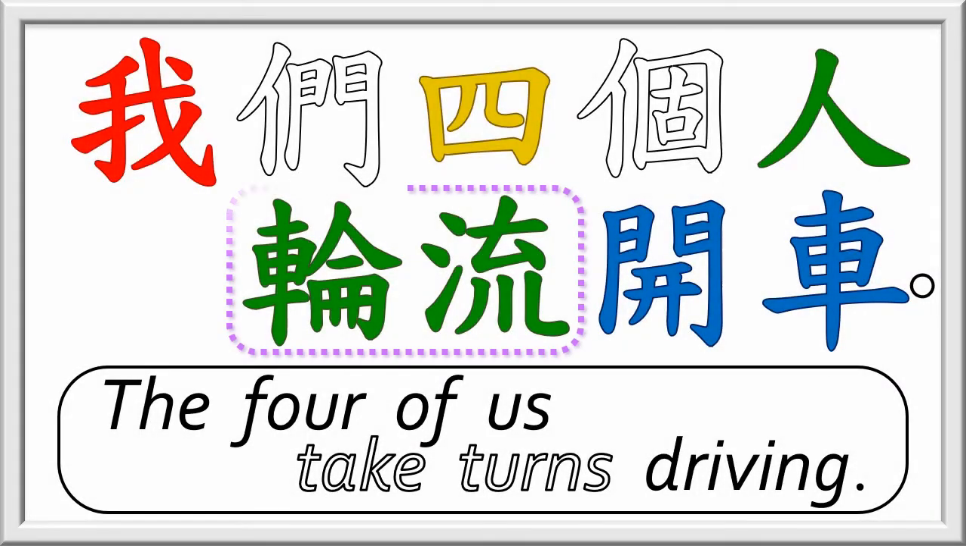轮流 means to rotate or take turns doing something. 我们4个人轮流开车. The 4 of us take turns driving.